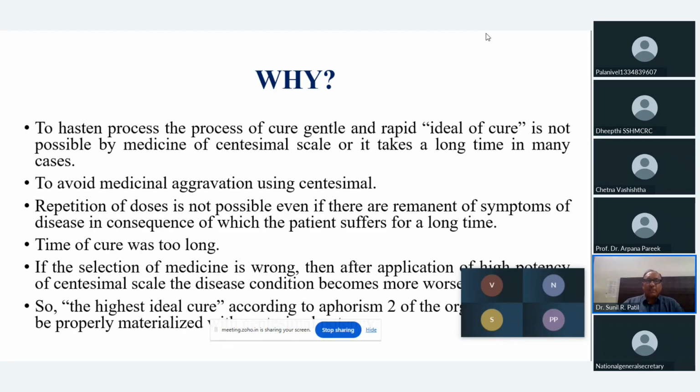If the selection of medicine is wrong, then after the application of a high potency, the centesimal scale, the disease condition becomes worse, more aggravated. So this is according to aphorism number 2 of the Organon of Medicine, sixth edition: the proper medium is materialized and with the centesimal potencies.